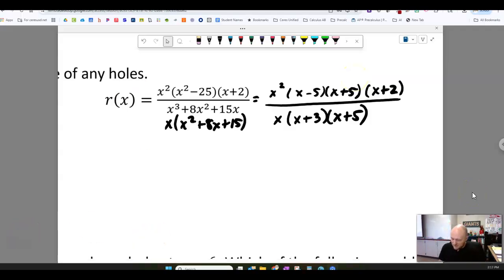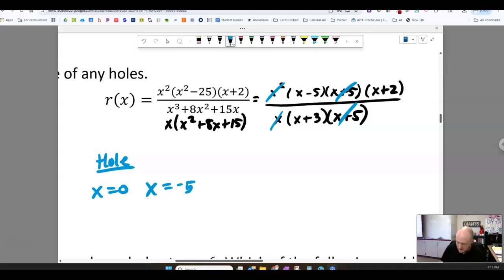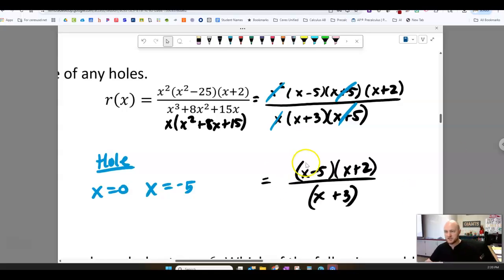All right, let's identify the holes. Shared factors. What is in common? Well, I have an x and an x squared, so there's going to be a hole there at x equals 0. Okay, and then we also have a shared factor of x plus 5, so that's going to give us a hole at x equals negative 5. Okay, so again, if you have a factor that is in the denominator that is not shared, that is an asymptote, and that's what we will explore in the back half of this lesson. But here you would have an asymptote from that x plus 3 factor.